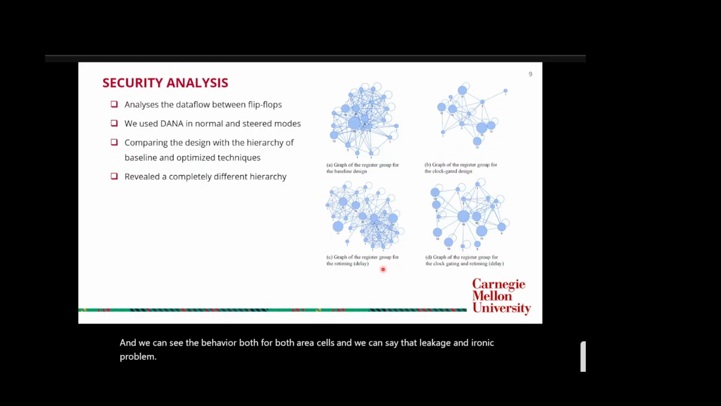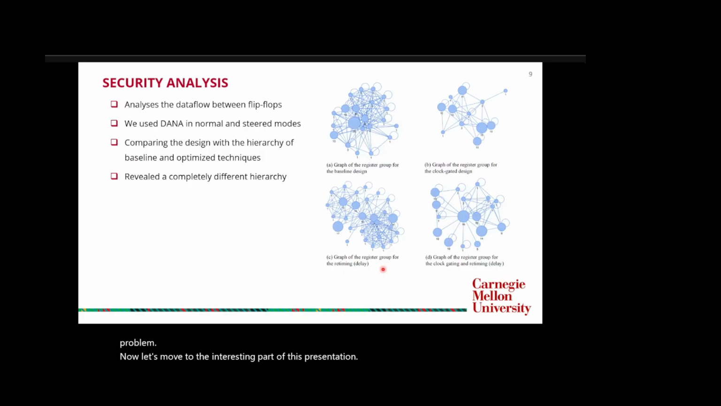Now let's move to the interesting part of this presentation. We have used a tool. It's called DANA. It is a simple, or we can say a reverse engineering tool. It actually analyzes the structure and combines different flops and tries to see the datapath actually, right? So we use that one, and then we try to see what happens.